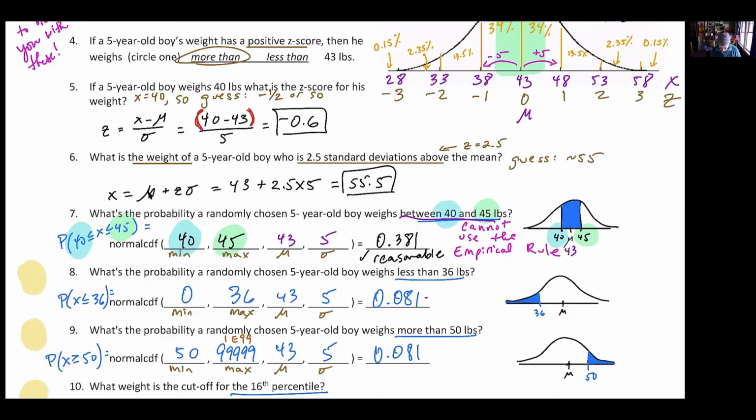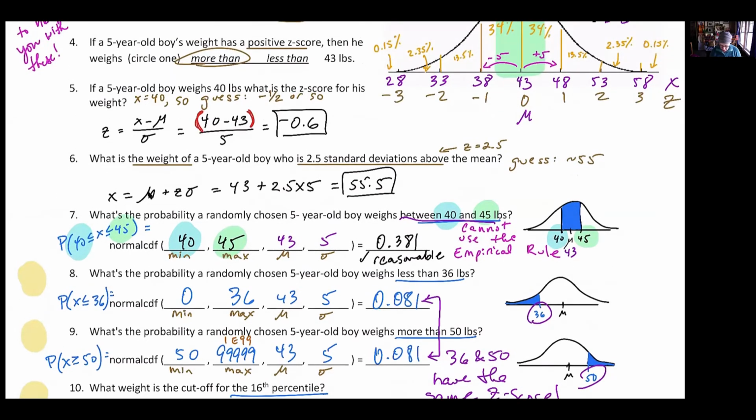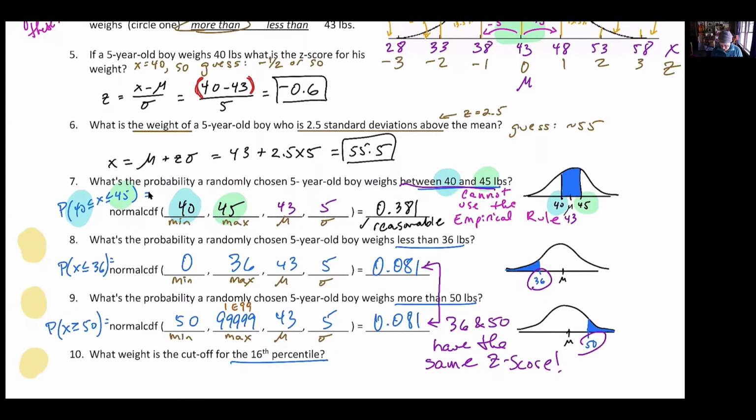If these two are the same probabilities in different ends of the graph, we know they have the same z-score. They have the same z-score. 36 is right about here. That's about negative 1.5, just guessing, somewhere around there. And if we look at 50, that's about positive 1.5. And we know that because they're both on the endpoints.